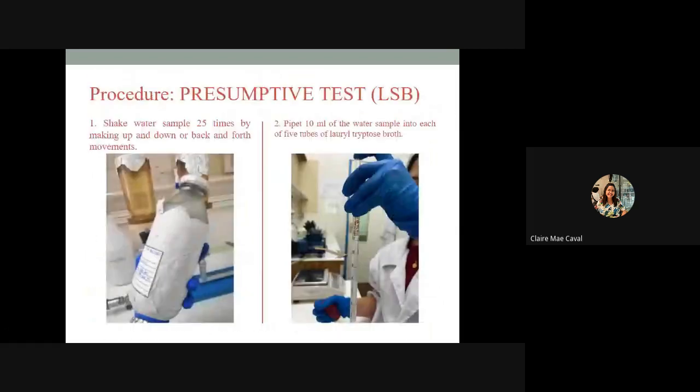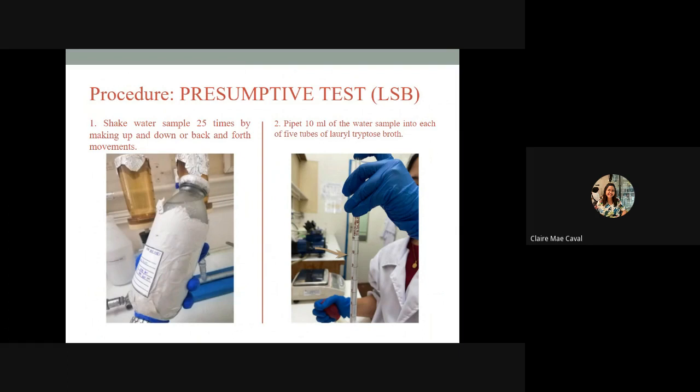And after that, after pipetting, you incubate it at 35 degrees Celsius for 24 to 48 hours. That's for total coliforms. And then pag fecal coliforms, i-incubate mo at 44.5 degrees Celsius for 24 hours only. Okay? Again, pag total coliforms, i-incubate natin at 35 degrees Celsius for 24 to 48 hours. At pag fecal coliform, incubate at 44.5 degrees Celsius at 24 hours.